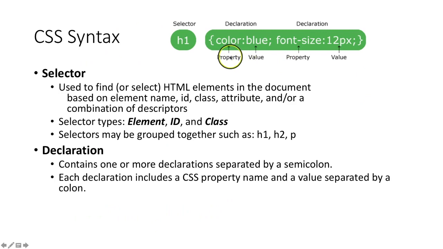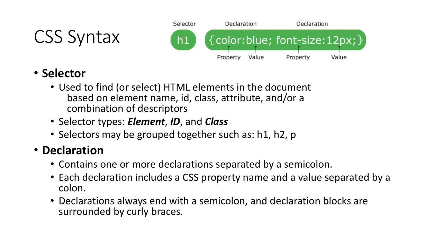You have the property. There are millions of properties out there. Common ones are like color, font, text. You can also have margin, padding, etc., which we'll get into later. We'll actually go over the common ones today. But yeah, you have the property, the value that you set, and then they're separated by a colon.